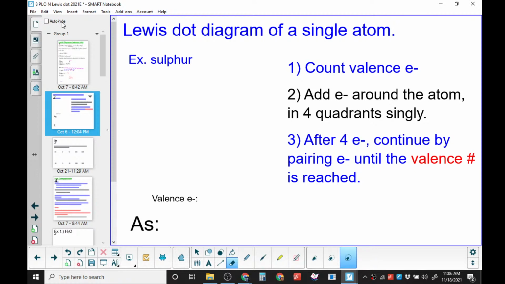Sulfur, arsenic, and what did I say the last one was? Iodine. Give me the Lewis dot diagram of each one. I'll put it here, even though we can't see it yet, so that we know which ones we're doing.